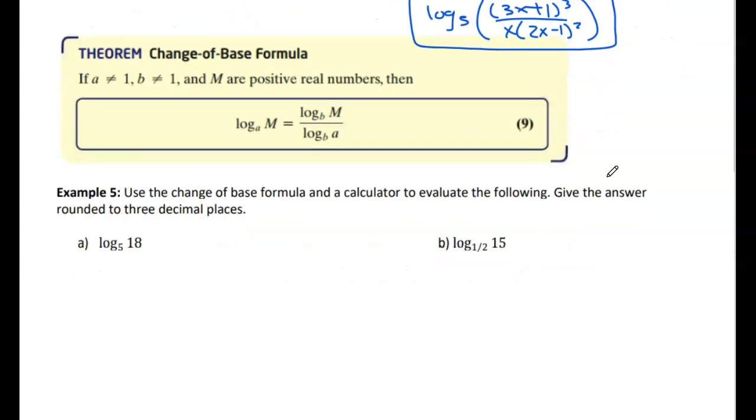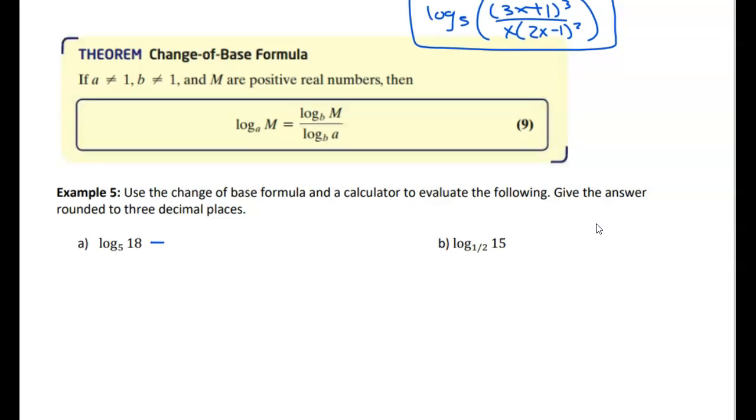Alright, so that's the last thing in the section. Very important formula is the change of base formula. And this allows us to go from any base to any other base. So if I start with log base a of m, I can turn it into base b by writing log base b of m, but then you divide by log base b of a. So it's kind of the log of the new base of the old base.